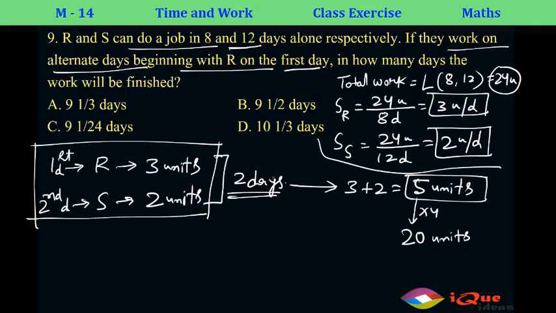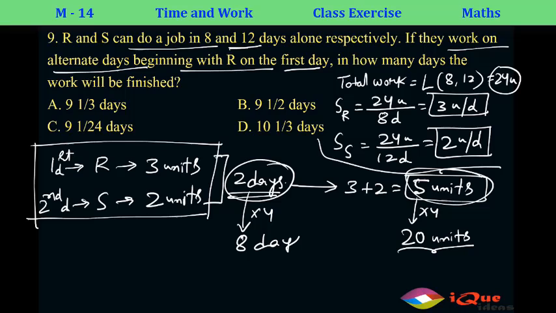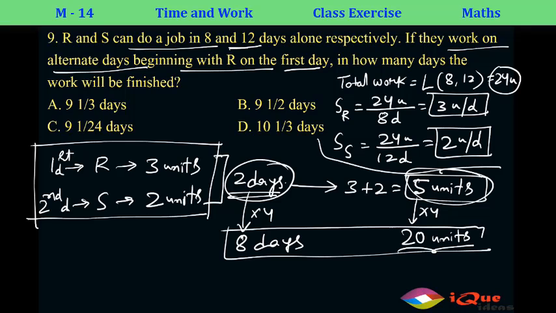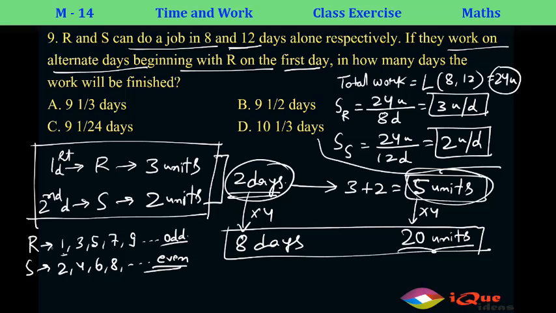That means, now what did we have? We have 2 days, 5 units. So 20 units will take 2 into 4, which is 8 days. So this means they can complete 20 units of work in 8 days. Now, after 8 days, on the 9th day, who will come to work? Please understand, the person who starts, let's say it is R, will come on all the odd days. So 1, 3, 5, 7, 9. Whosoever starts will come on odd days. Alright. And the other person will come on the even days, 2, 4, 6, 8 and so on. Remember, the person who starts will always come on odd days.